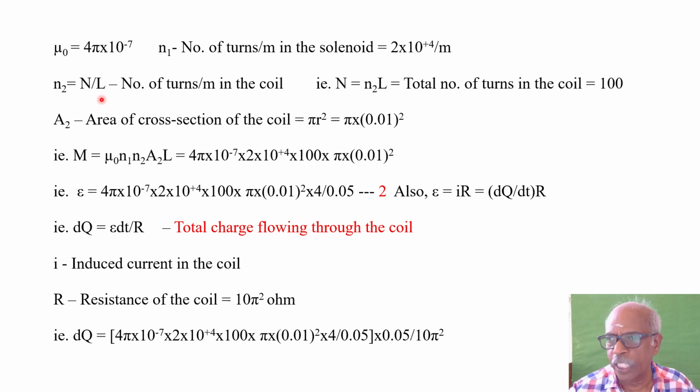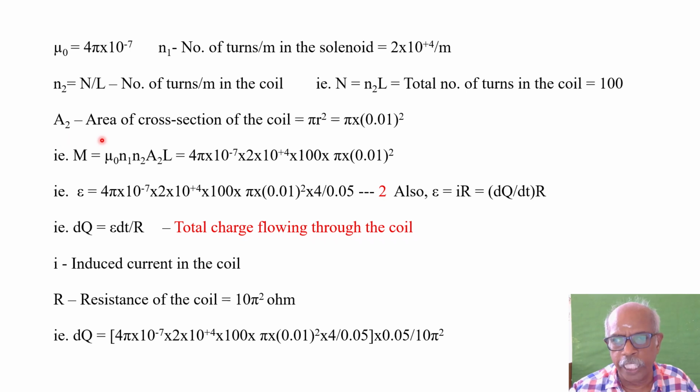May not be given. Okay, that's it. Sir, it is N is equal to n2 into L. But capital N, what is capital N? Total number of turns in the coil. That has been given here. So 100. So you need not know n2, you need not know capital L. It is sufficient for you to know the value of capital N, that is total number of turns in the coil, that is 100. Already I told you that we are considering the area of cross section of the coil only, not of the solenoid.